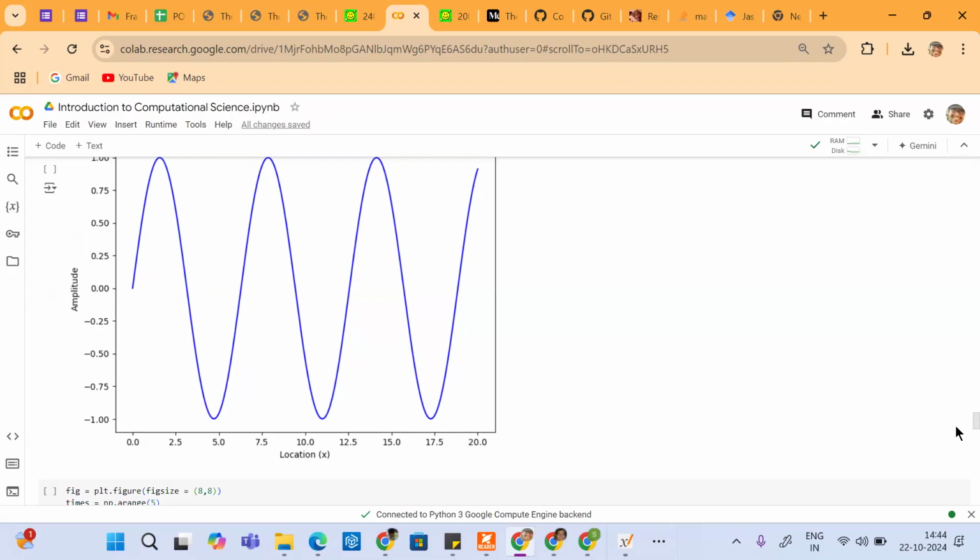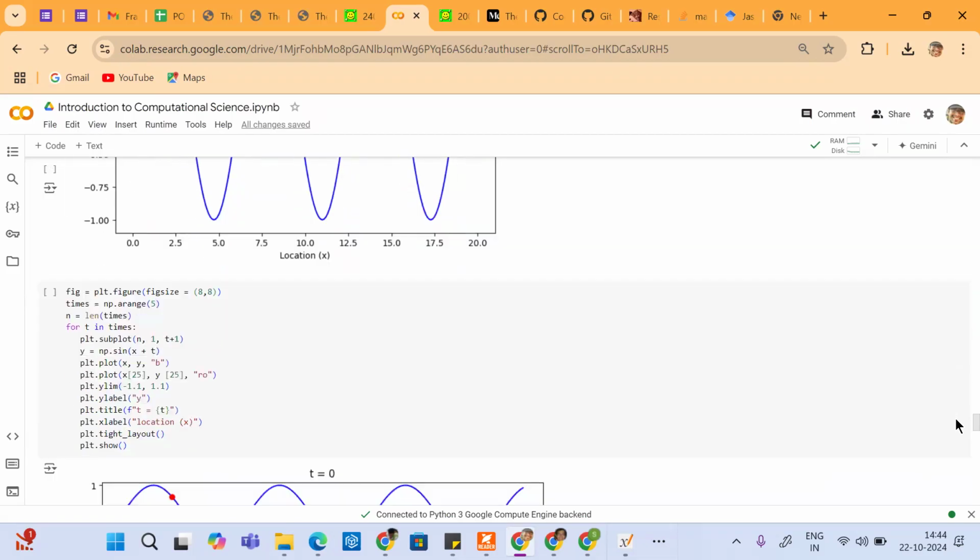Now I will give you an example of how this sine wave changes with time also. You looked only into the space; now let us see the time factor. Just have a look into this code and think about what it is doing. I'll give you 2 minutes.